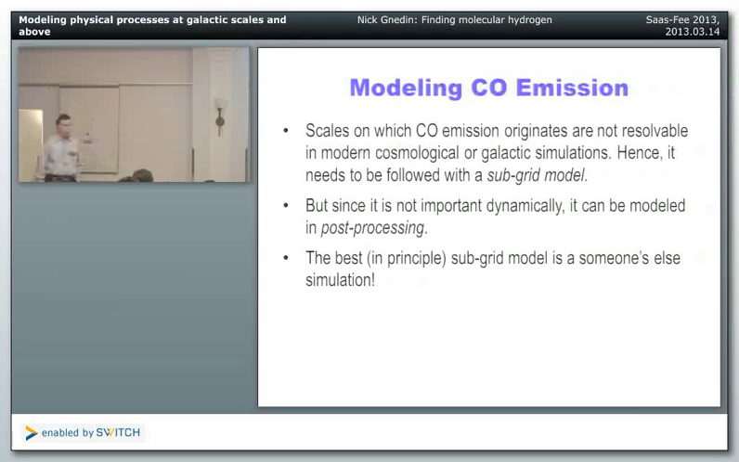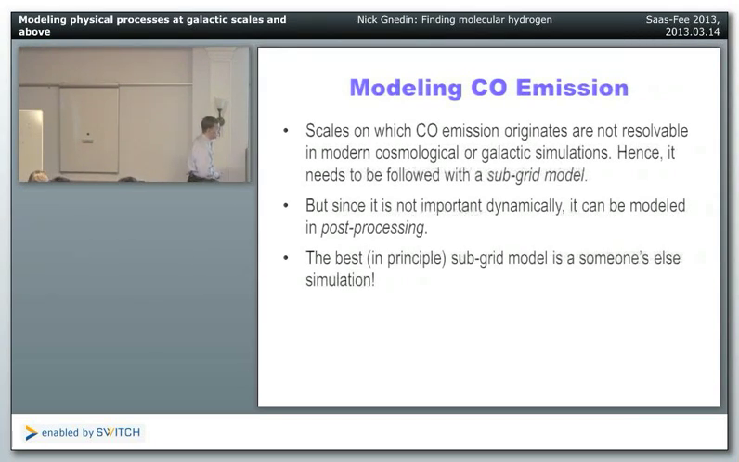So if we now want to model this, what we want to do is observe the CO emission. We have simulations in which we have molecular hydrogen. But if we want to compare apples to apples, we need to know how much CO our simulations produce in our estimated galaxies. The scales on which CO emission originates cannot be resolved in cosmological simulations or galaxy formation simulations right now. They are very small.